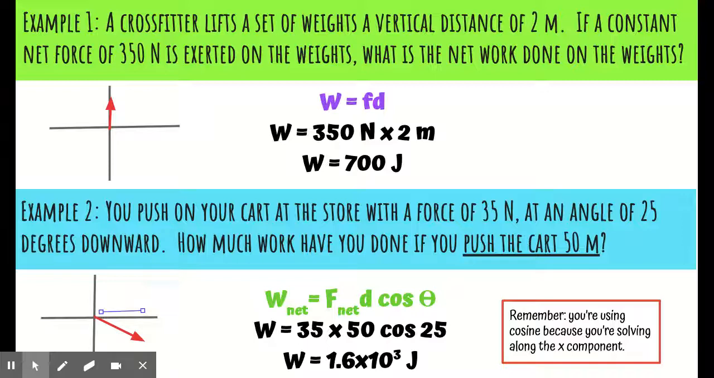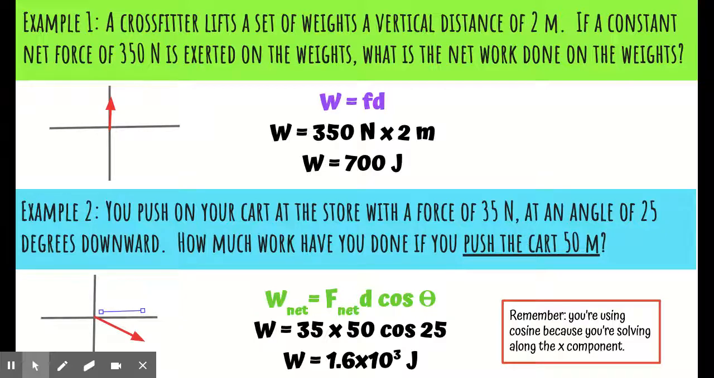So the net work is going to be equal to the net force times the displacement times cosine of the angle. So here we're going to set that up. We're at the very bottom here. I don't want to highlight it with my mouse because then that little menu will pop up. You can't see it all.